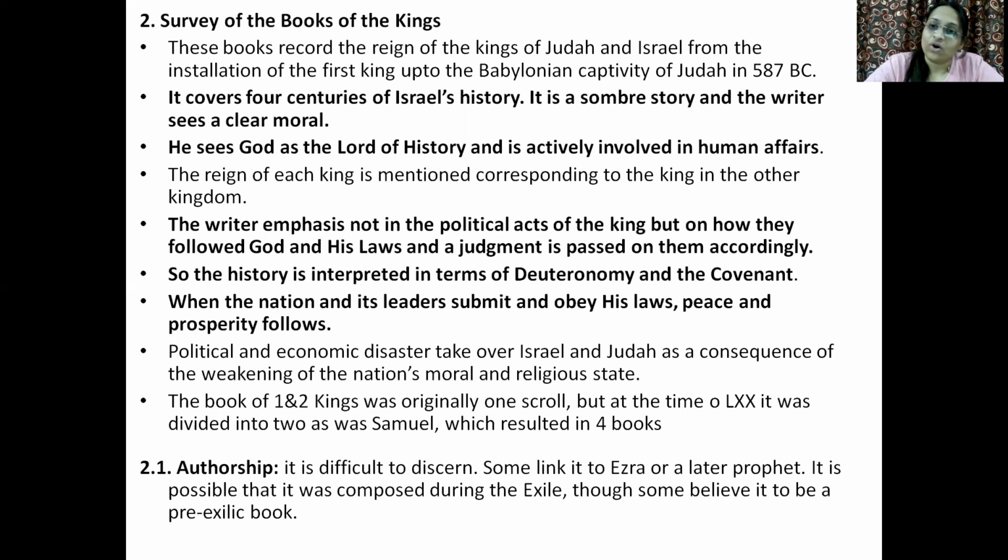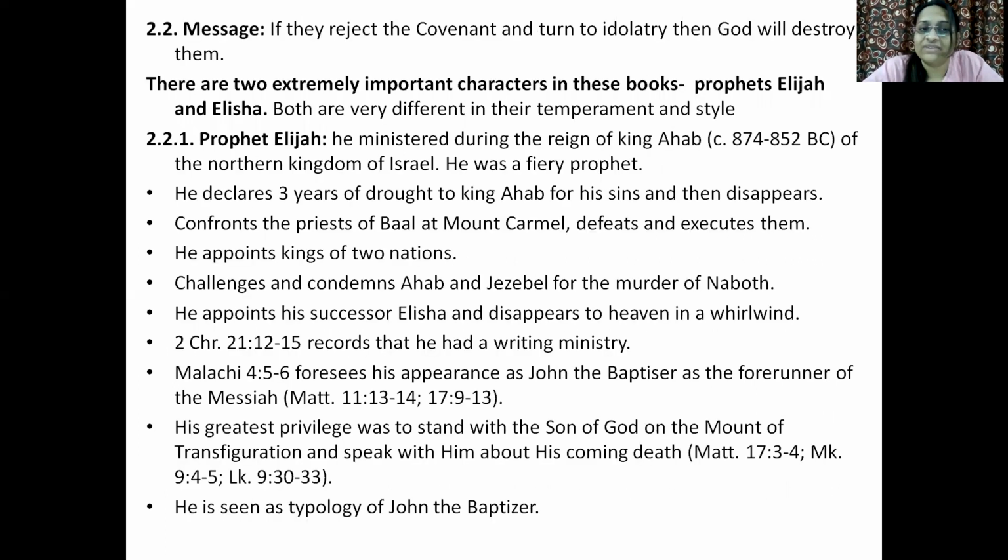Authorship. It is difficult to discern who the author is, but some link it to Ezra or some other later prophets. It is possible that it was composed during the time of exile, because the story runs from the time of the first king up to the Babylonian captivity. Some believe that it is a pre-exilic book. So there are various views about the authorship, but traditionally it is credited to Ezra.